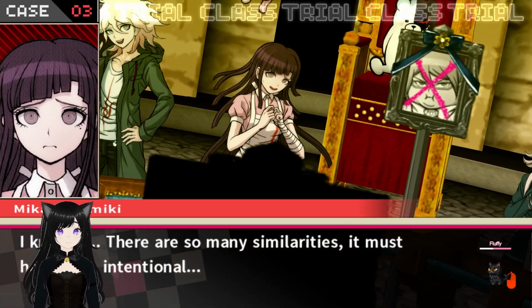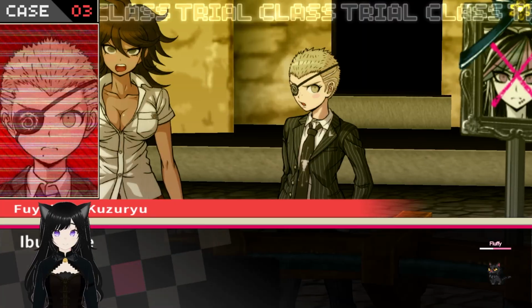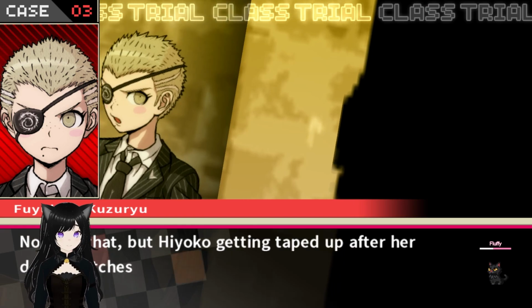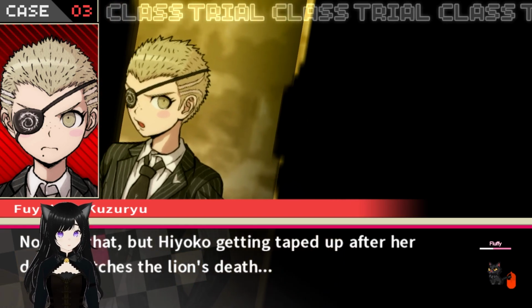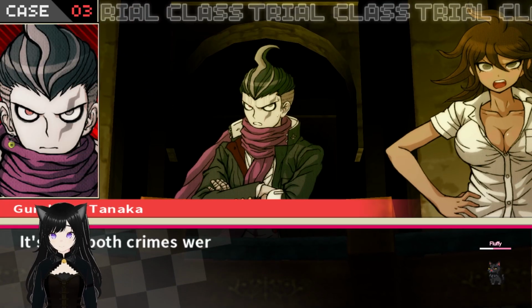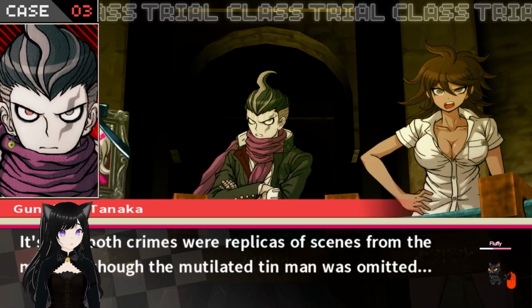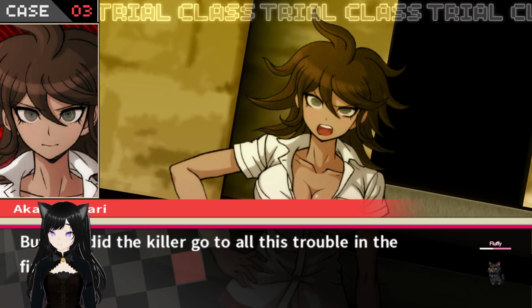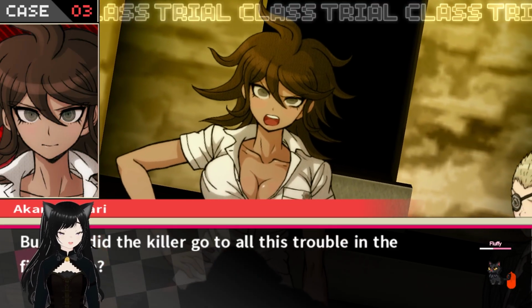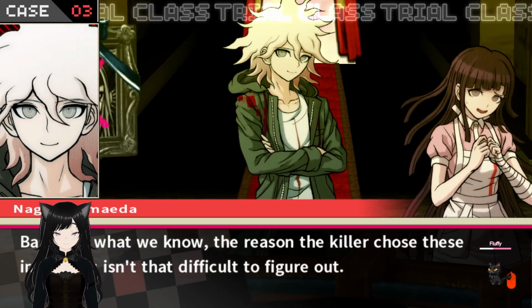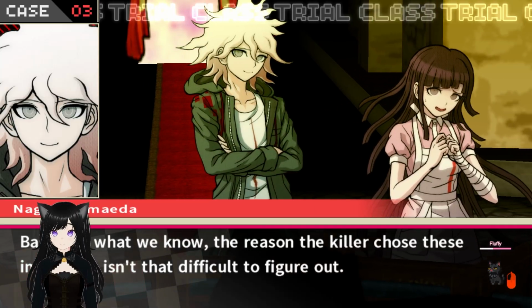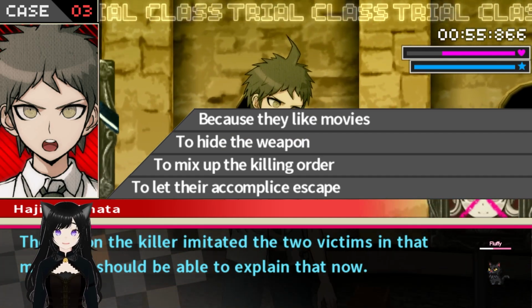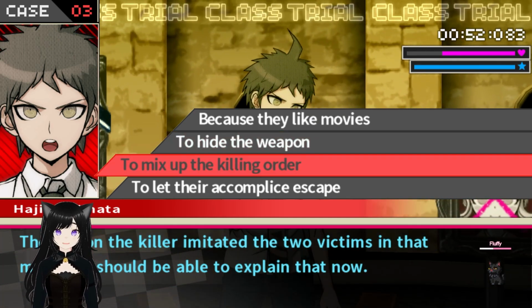I knew it. There are so many similarities. It must have been intentional. Ibuki's death by hanging matches the Scarecrow's death from the movie. Right? Not just that, but Hiyoko getting taped up after her death matches the lion's death. It's as if both crimes were replicas of scenes from the movie, although the mutilated Tin Man was omitted. Indeed. But why did the killer go to all this trouble in the first place? Right, that's what I'm wondering. Based on what we know, the reason the killer chose these imitations isn't that difficult to figure out. Oh? The reason the killer imitated the two victims in that movie, I should be able to explain that now. It's gotta be to mix up the killing order, right?